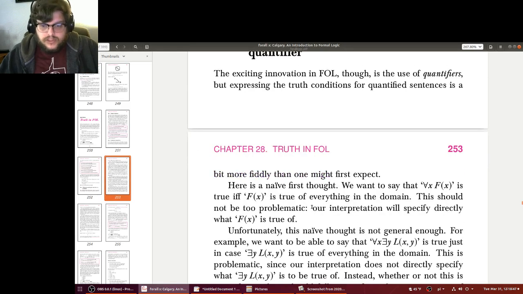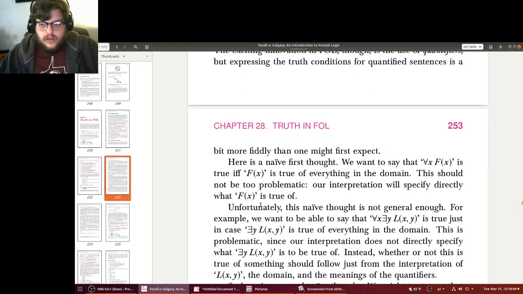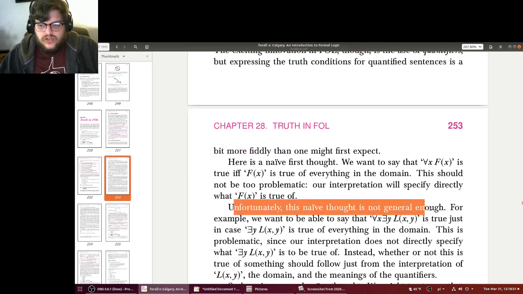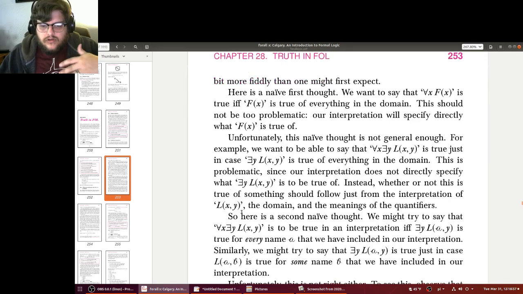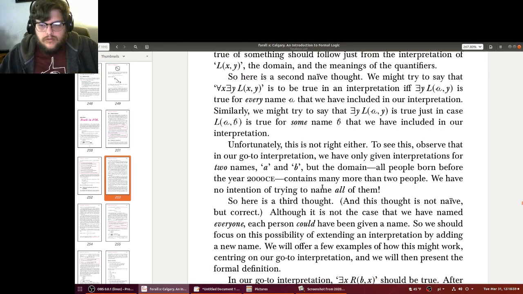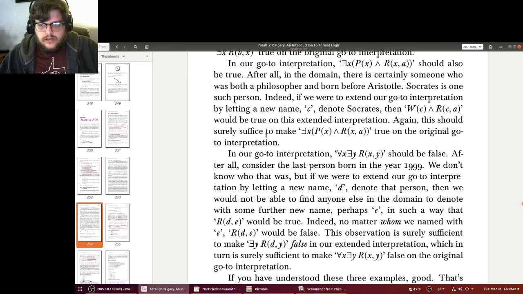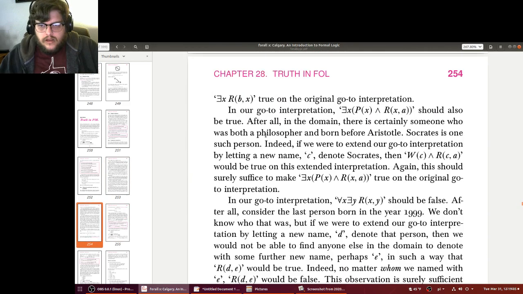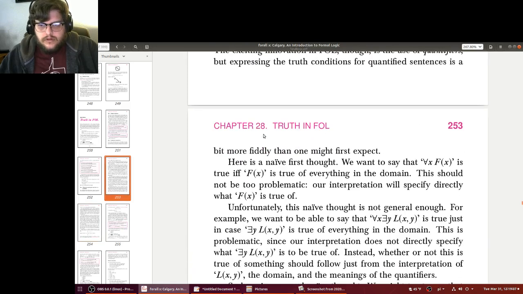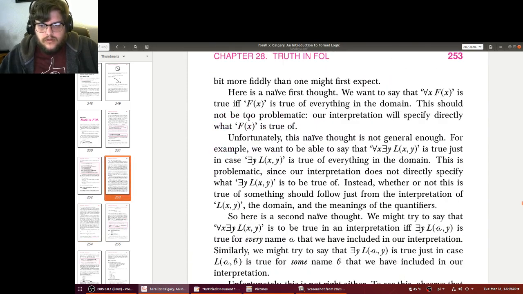Because the interpretation tells you what's true. Now they say this is not general enough, so we have to be a little careful with that, but that basic idea is gonna work. They go through some examples. Let's just jump to the definition down here. Well, actually, maybe we should read through this.